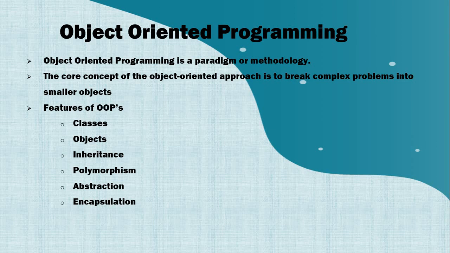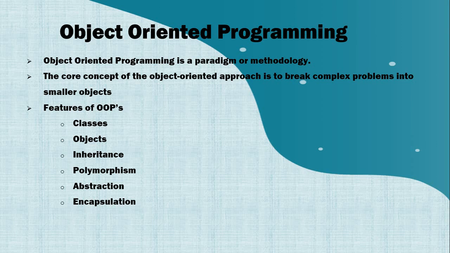Next are the features of object-oriented programming. What are the features? Classes, objects, inheritance, polymorphism, abstraction and encapsulation. These are some of the basic features of OOPS. Apart from these, it also supports other features like coupling, cohesion, association, aggregation and composition.